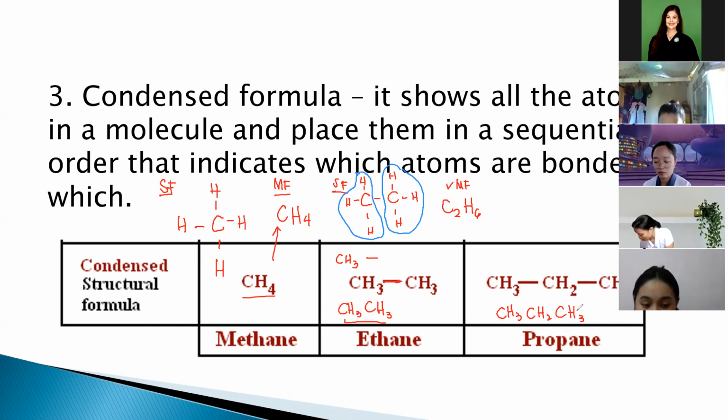Pwede siyang ipagtabi kapag ka-single bond. Pero pag double bond class, ipakita mo talaga yung double bond in between, kahit na condensed formula siya. Like CH2, double bond CH2, and then kung single bond na lang yung natira, pwede mo siyang itabi na CH3. Basta ipakita mo yung double bond. This is not propane, ha? This is not propane. This is propene. Propene. Pakita ko lang yung double bond. Questions about the condensed formula?